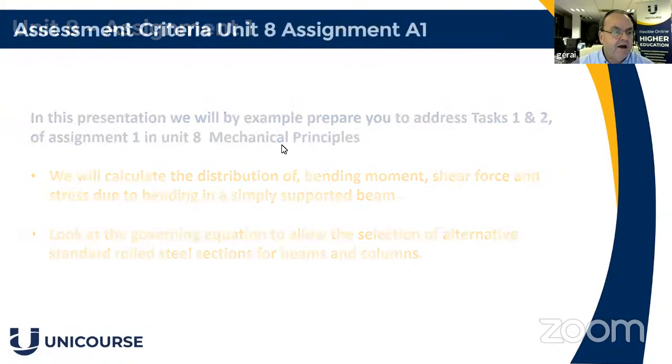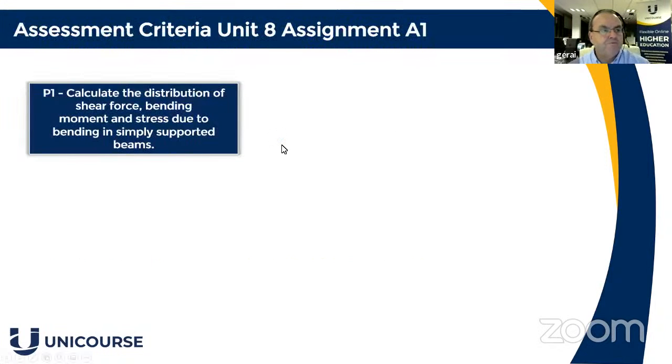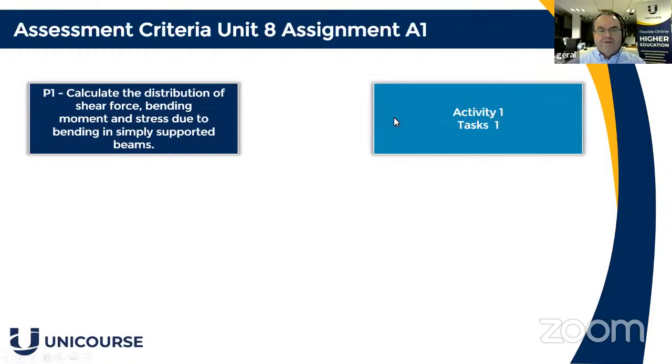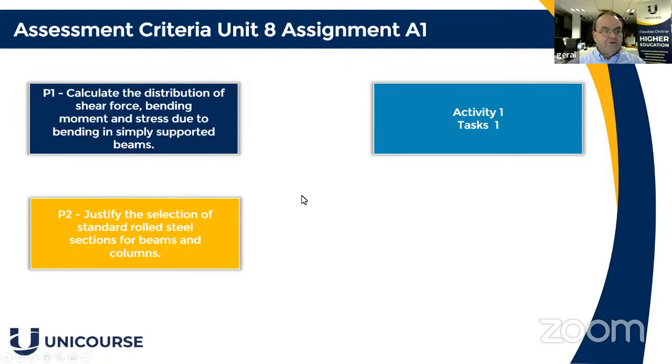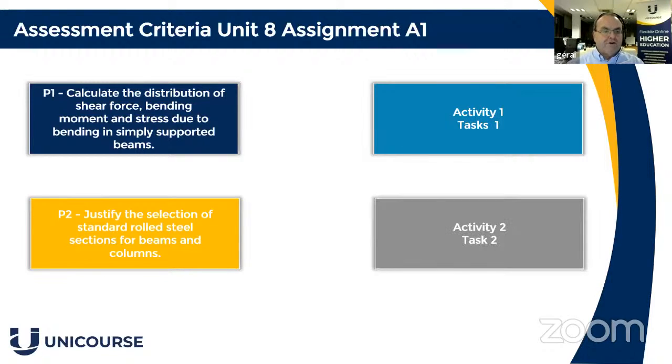Just to tell you how it relates to the learning outcomes and the assessment criteria. This session is going to address assessment criteria P1, and that comes in the form of activity 1 and task 1. And also we'll look at assessment criteria P2. So these are pass criteria. In that, we're going to justify the selection of standard roll steel sections for beams and columns. They're the assessment criteria, and that's covered in task number 2.